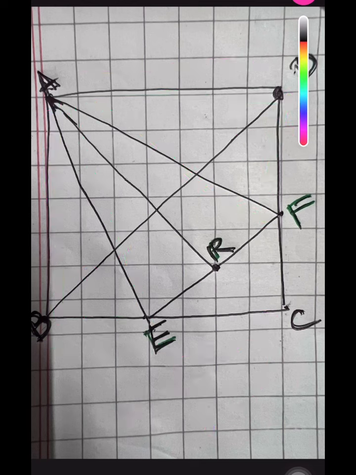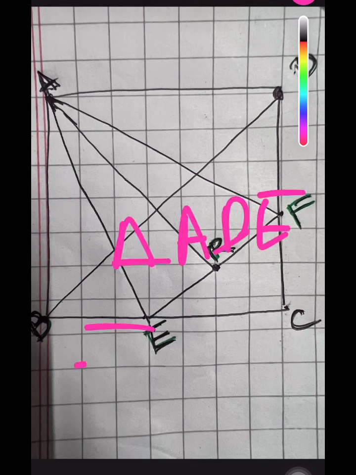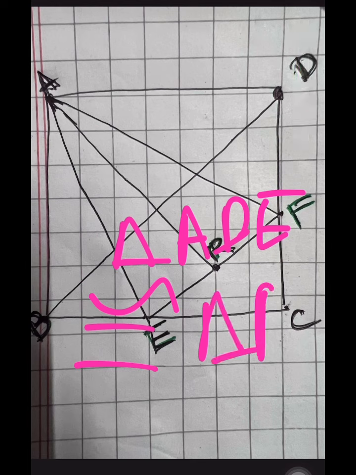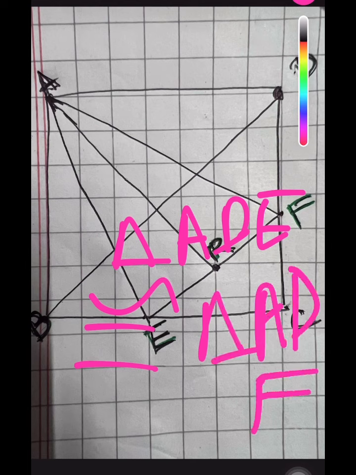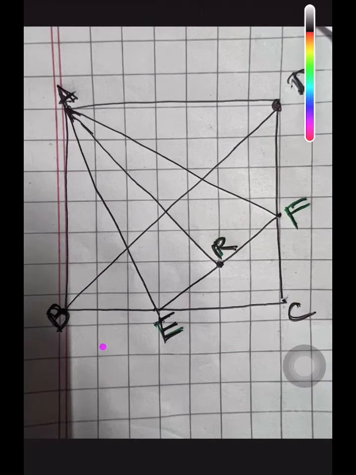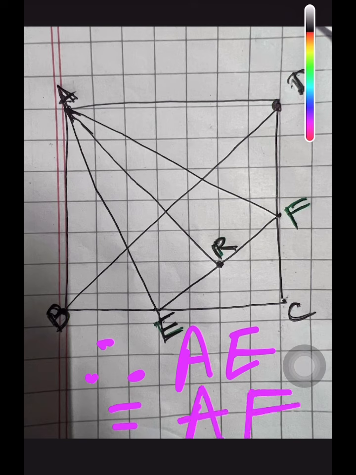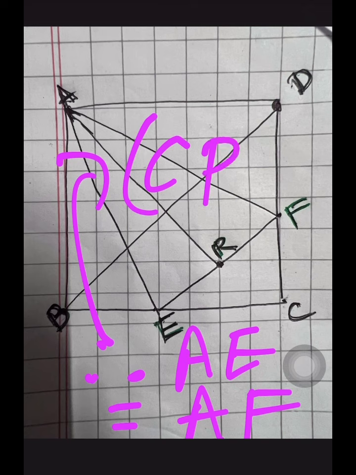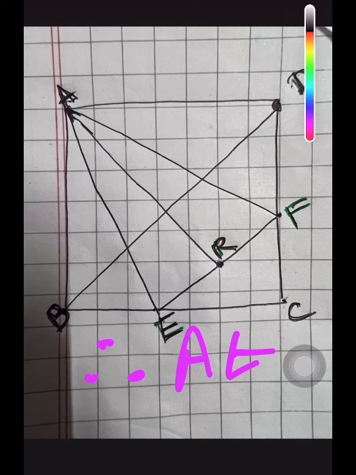Therefore, we can say that triangle ABE will be congruent to triangle ADF by SAS criteria. Therefore, side AE will be equal to side AF by CPCT, right? Because ABE is congruent to ADF, therefore AE will be equal to AF by CPCT.